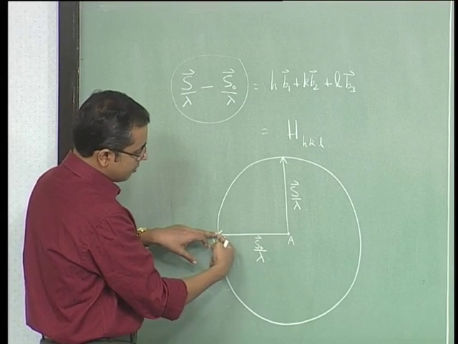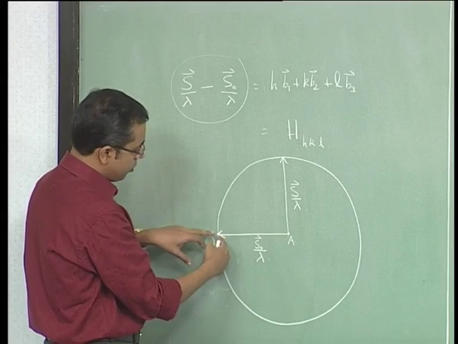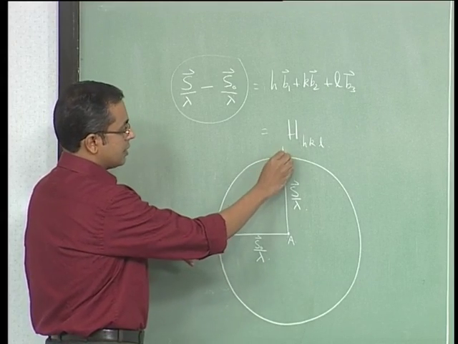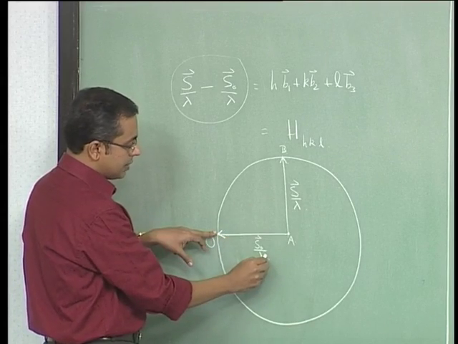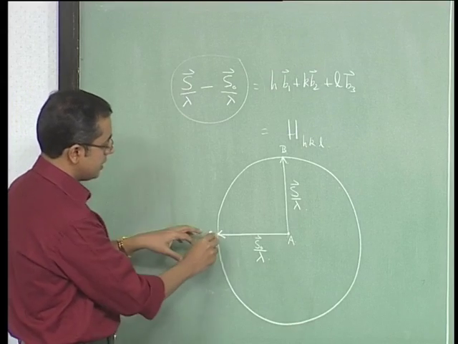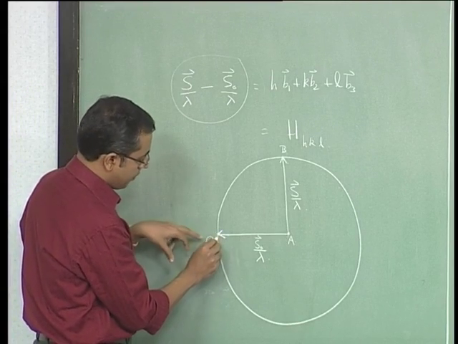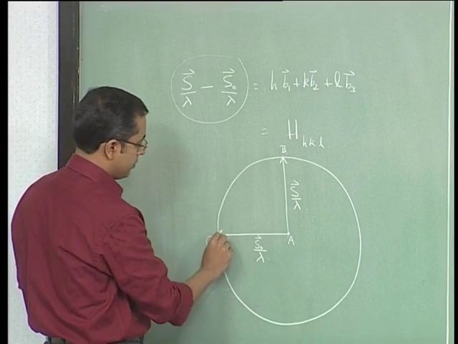So, S by lambda minus S naught by lambda means this vector would simply be inverted this way. So, you are actually starting from O going to A and then going to B, let us just call this B. Therefore, S by lambda minus S naught by lambda, which is the left hand side of this equation, is simply this vector which connects the origin O to this point B.